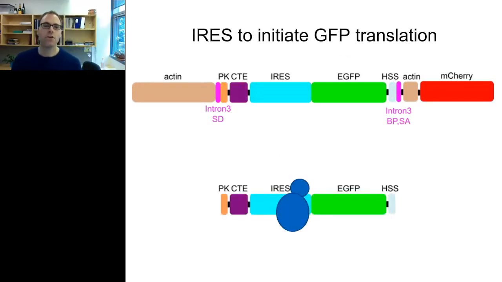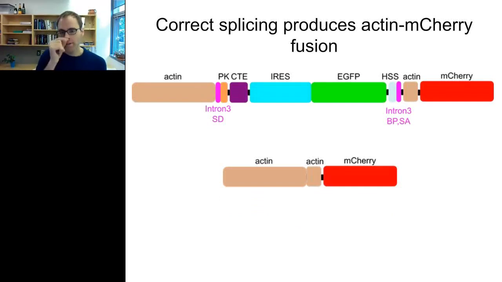Finally, we added an internal ribosome entry site and an EGFP coding region, which, if all these other elements work right and the intron is stable and gets out of the nucleus, should enable the ribosome to find and translate this sort of synthetic message that we've created. Now, we interrupted the actin ORF with the synthetic intron, and also appended an mCherry as a reporter for correct actin splicing.